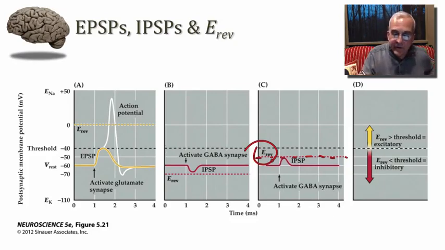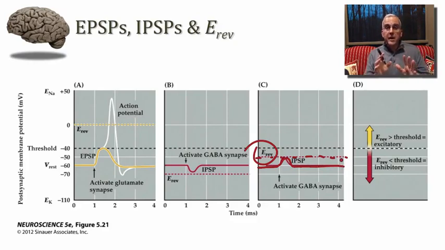So what we see, in fact, is when we activate that synapse, a depolarizing postsynaptic potential, but it's still an inhibitory postsynaptic potential. So please don't make the association of depolarization with excitatory postsynaptic potential, because you'll be missing the concept entirely.